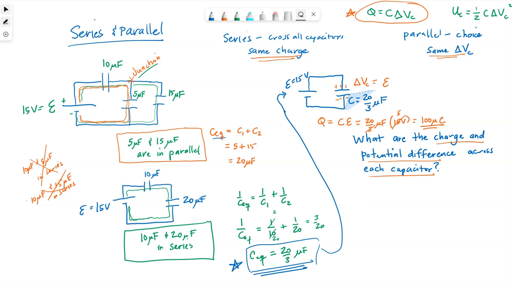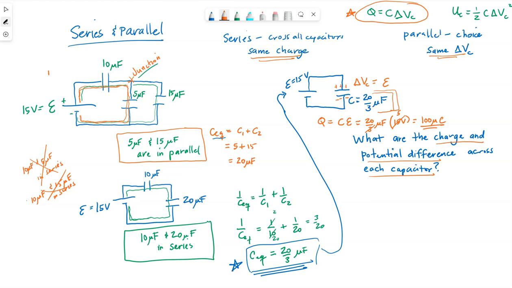This capacitance of, no, I don't want that tool anymore. The 20 thirds microfarad capacitance is the one single capacitor we could technically use to represent this same circuit. In order to determine charge and potential difference on all of our individual capacitors, we need to step backwards.